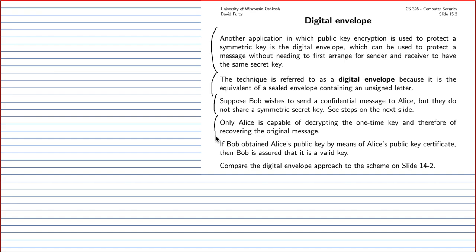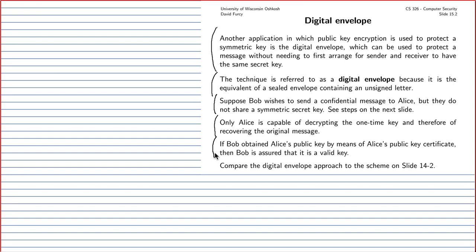enforced for this message. And also, we can see that since the sender received the receiver's public key as part of the public key certificate, the sender is convinced that only the receiver can read the message. In other words, the receiver is authenticated to the sender. So that's the big picture for this digital envelope mechanism.